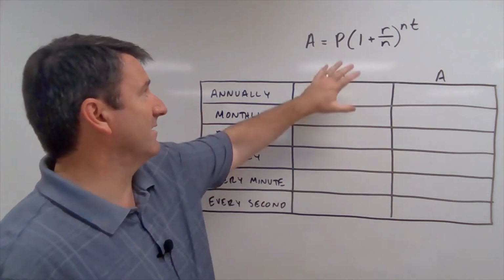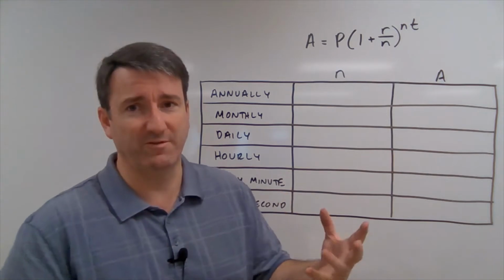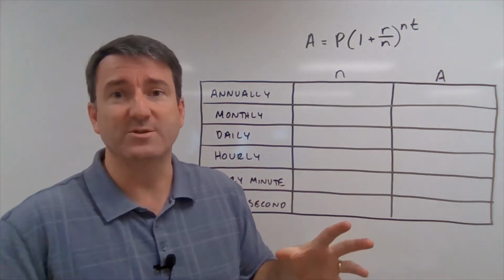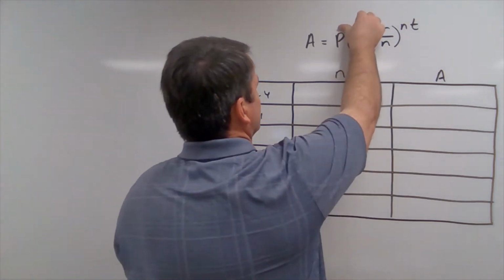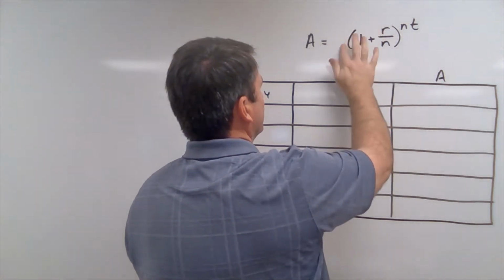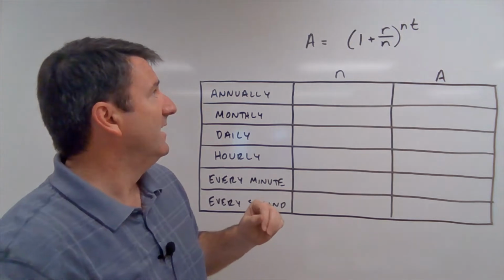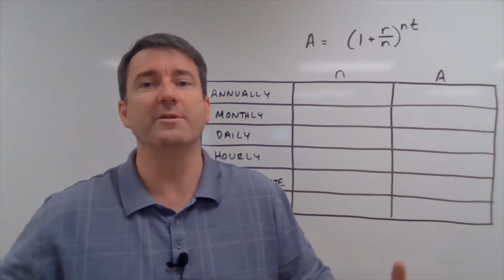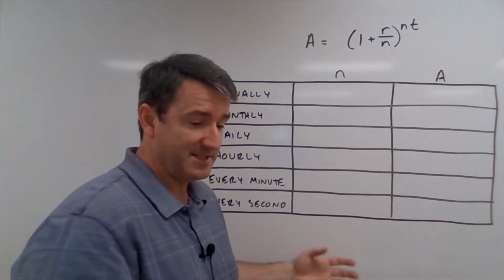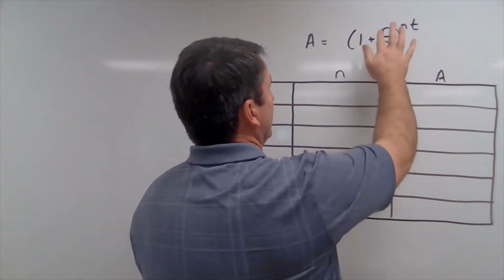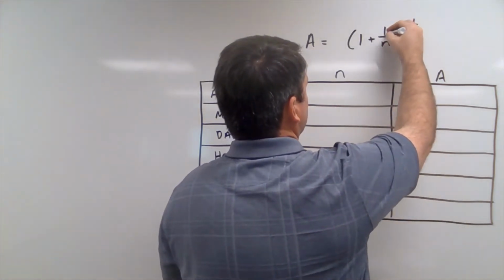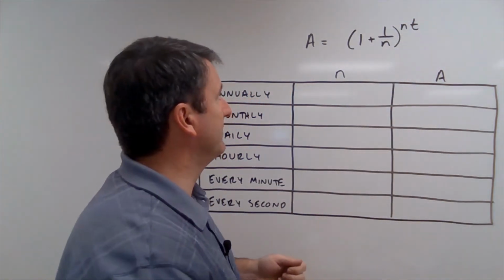So let's take our compound interest formula and simplify it a little bit. Let's say that our principal amount is $1. So we're just going to be multiplying by 1, so I'm just going to erase that. And then our interest rate, let's say our interest rate is 100%. So as a decimal, that would be a 1. So our interest rate is 1 or 100%.